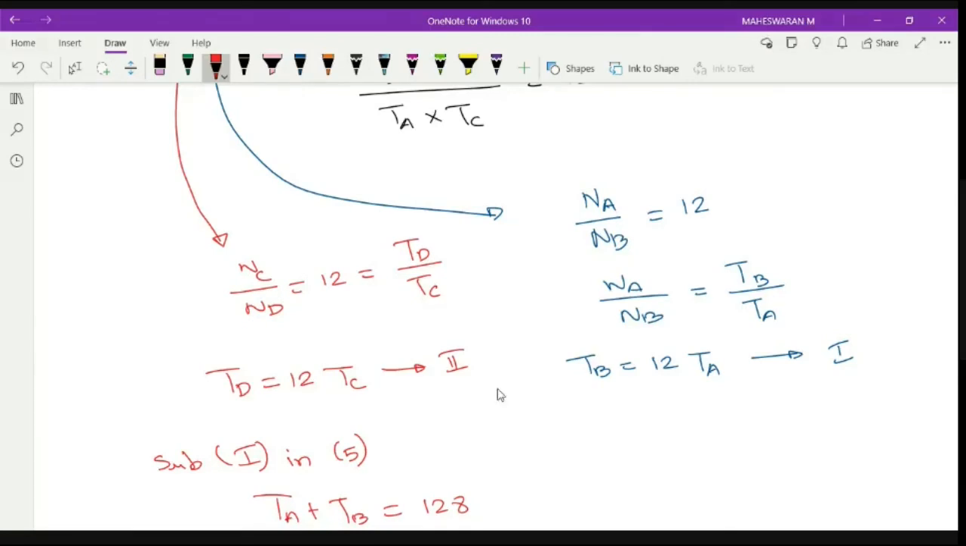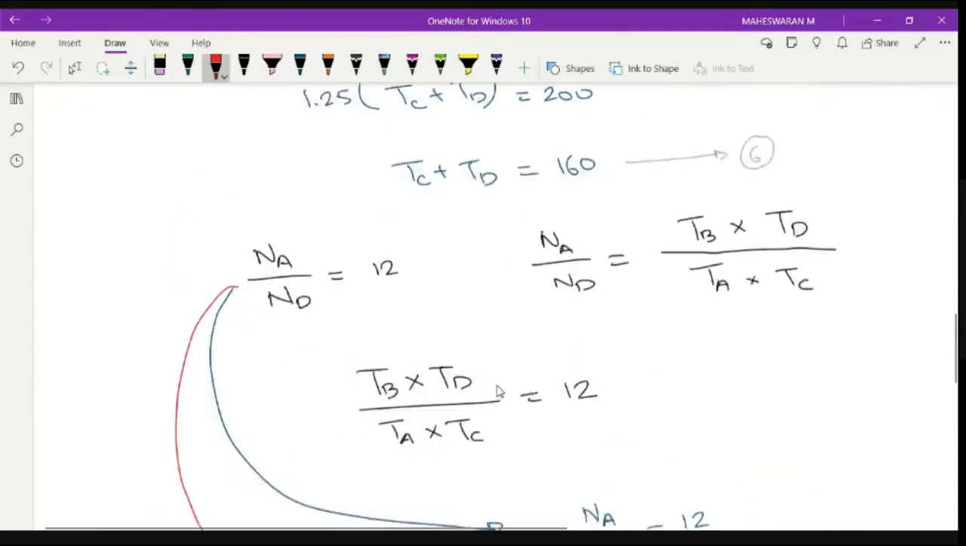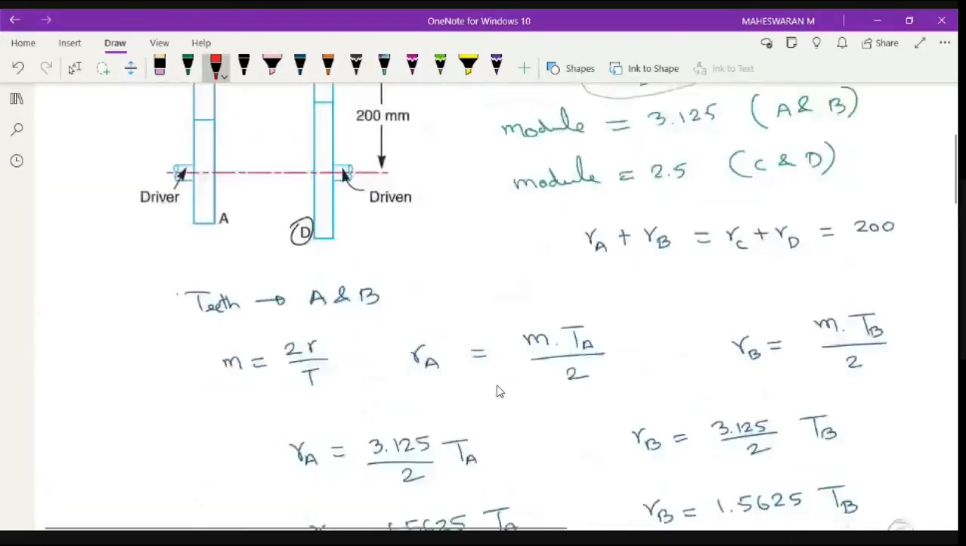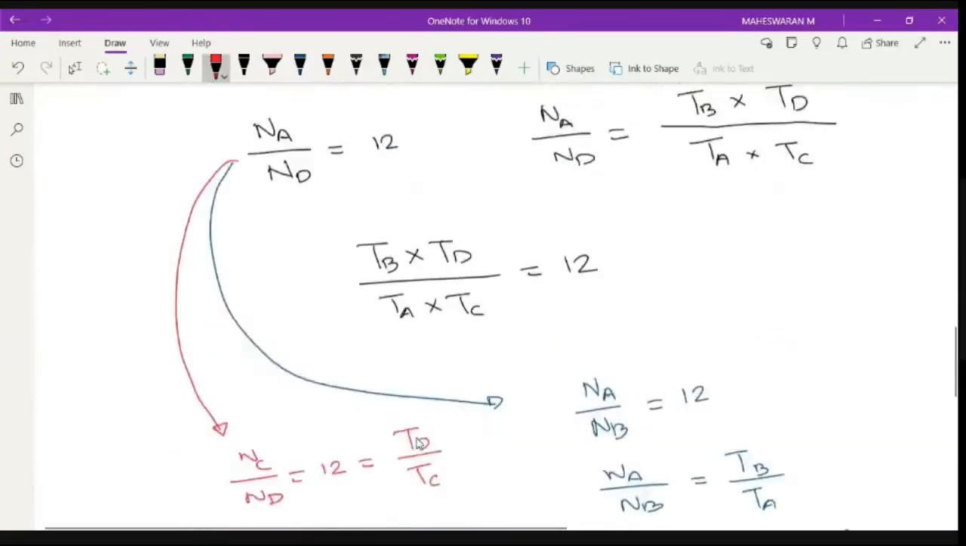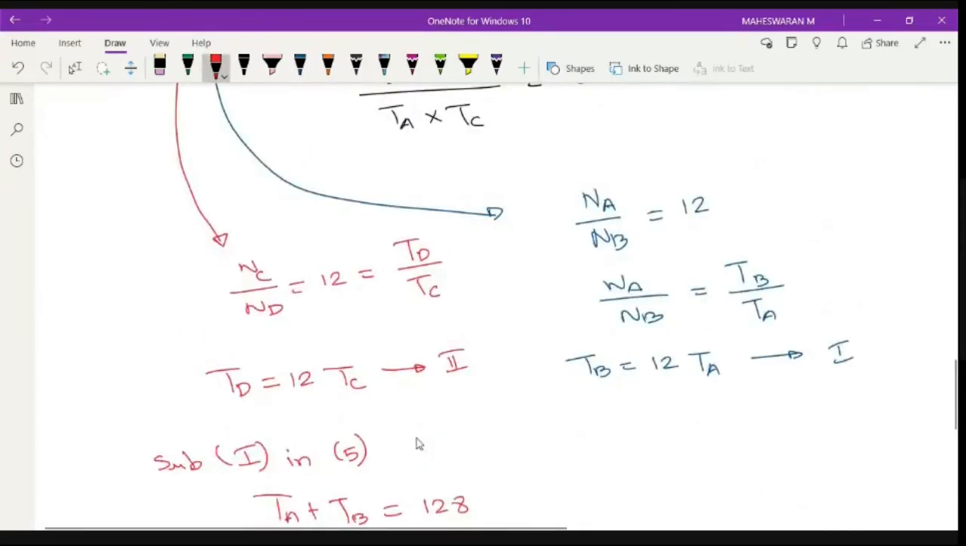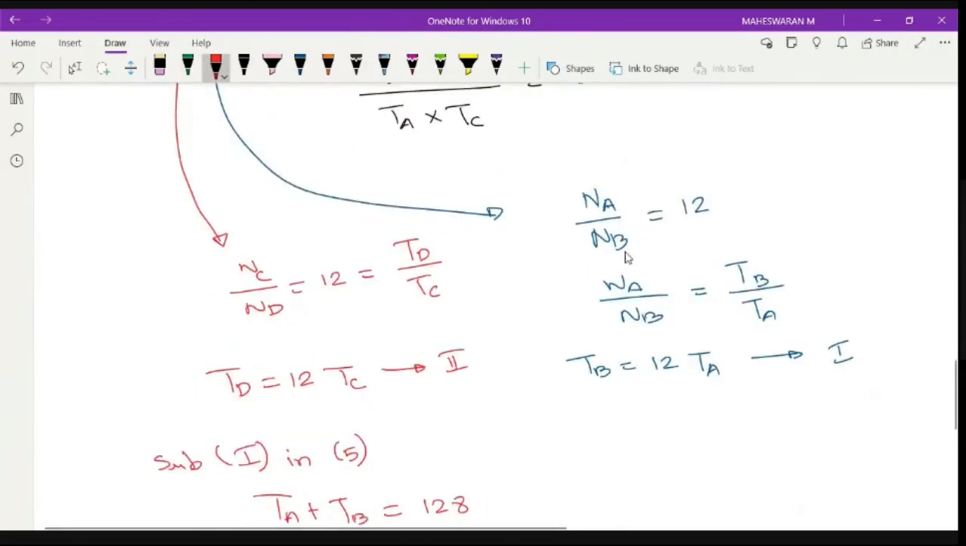When you multiply this, what happens here is your speed in NB is equal to NC. When I multiply, NB, NC gets cancelled. You will get NA by ND is equal to 12. You getting it? Yes, sir.